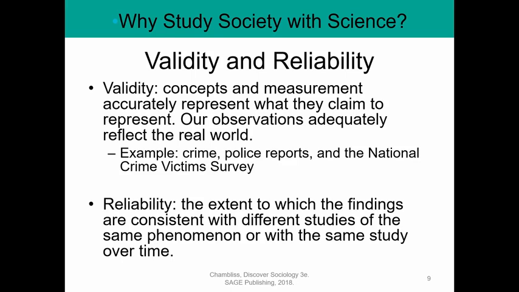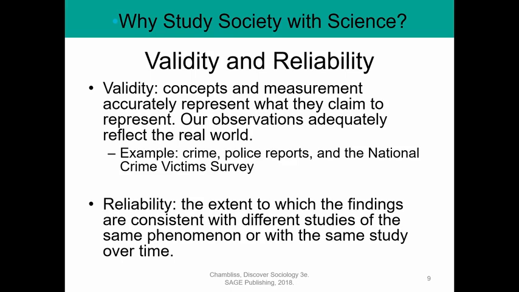So, examples of this are crime, police reports, and the National Crime Victims Survey. So, there are people who question the validity of police reports. Are the police actually reporting crime the way it actually is? Does the data police present, is that accurate? Well, there's a thing called the National Crime Victims Survey that is independent of police reports.